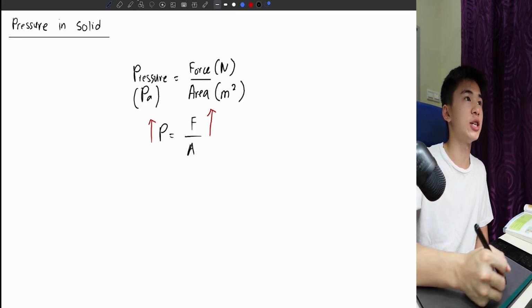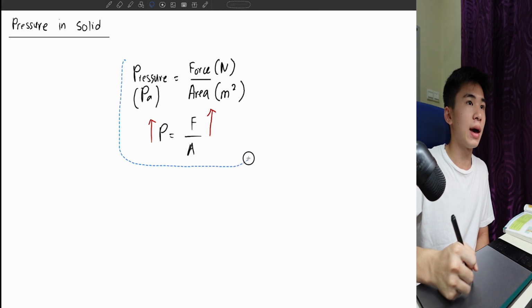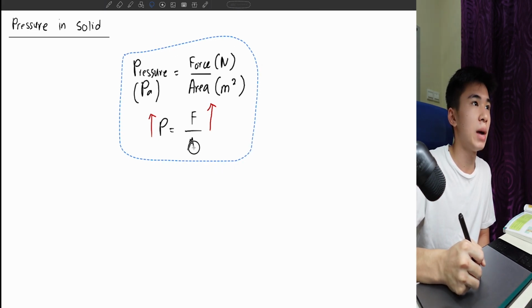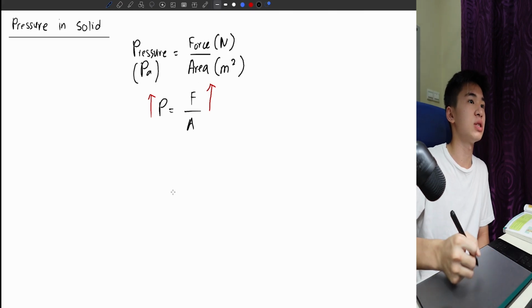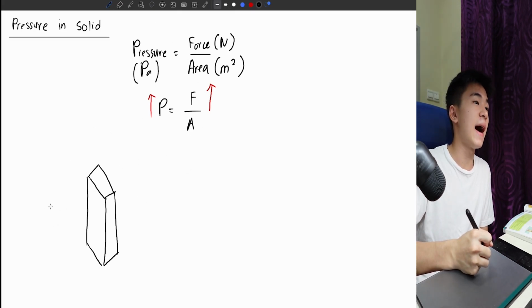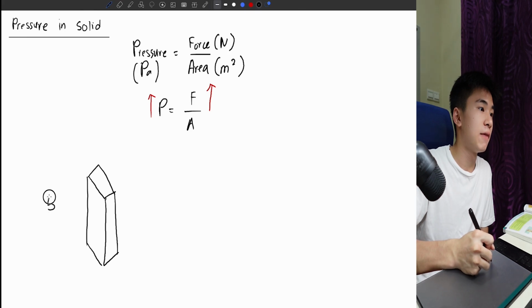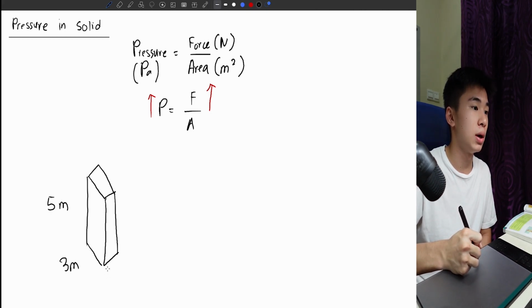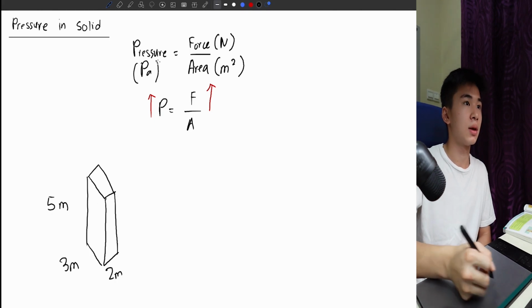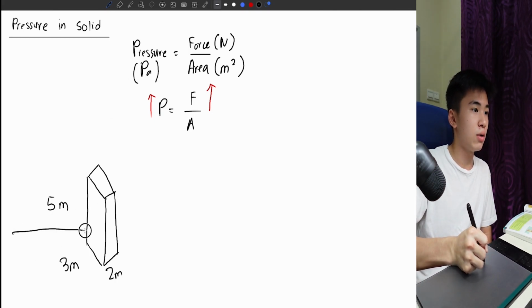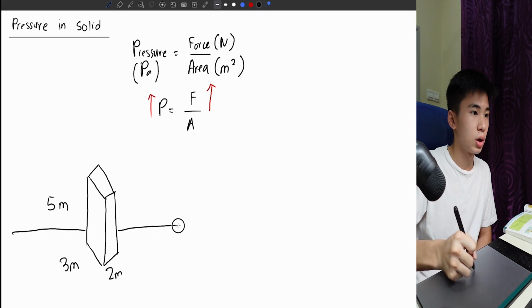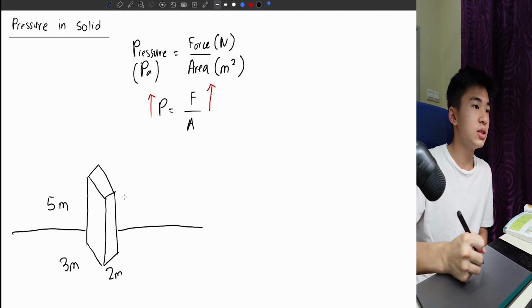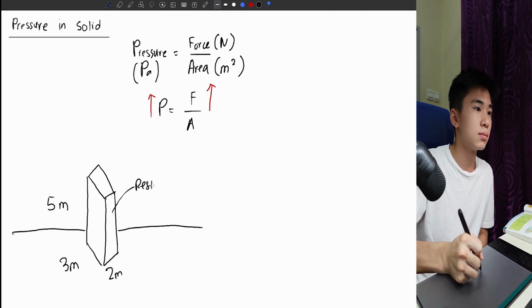Okay, so let's try some pressure problems. Before that, I'm just going to put this up a little bit so that I have more space to write. Let's say the height of the object is 5 meters, the length of this object is 3 meters, and the width of this object is 2 meters. Like this. So let's say we are on the ground, and this object is resting on the ground.